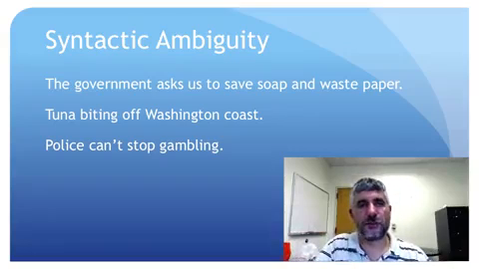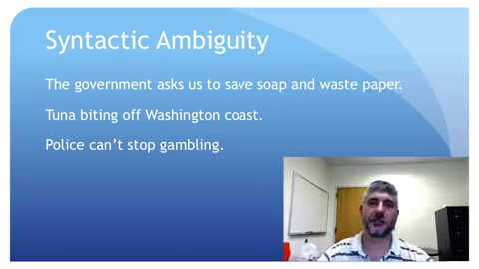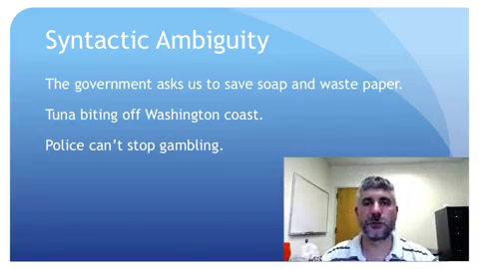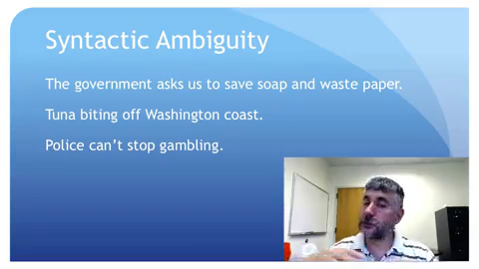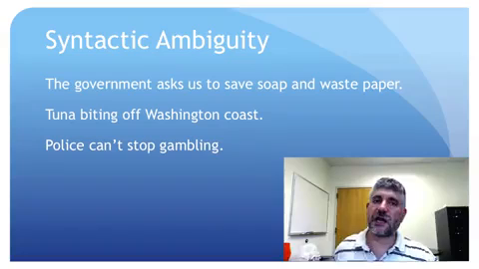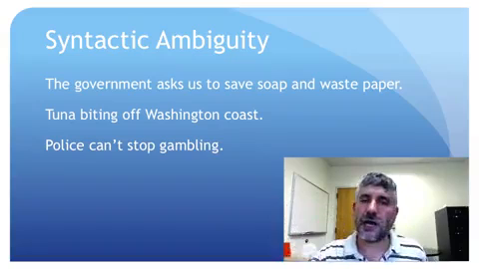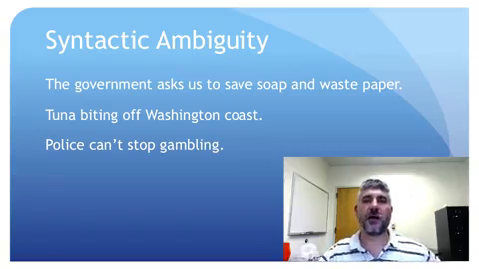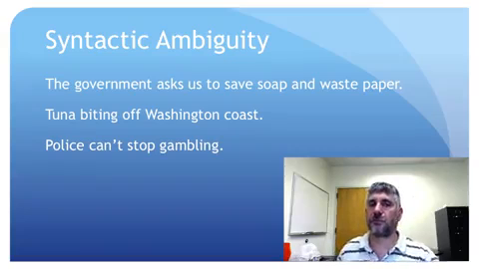Finally, consider this example. Police can't stop gambling. Okay, there are two different ways of understanding this sentence. One is as saying that there's gambling taking place and the police just can't stop it. No matter what the police do, the gambling will continue to take place because the gamblers are gambling in hidden places where the police can't find them, or the gamblers are gambling in places where the police don't have a warrant to search, but the gambling is going on and the police just can't do anything to stop it.